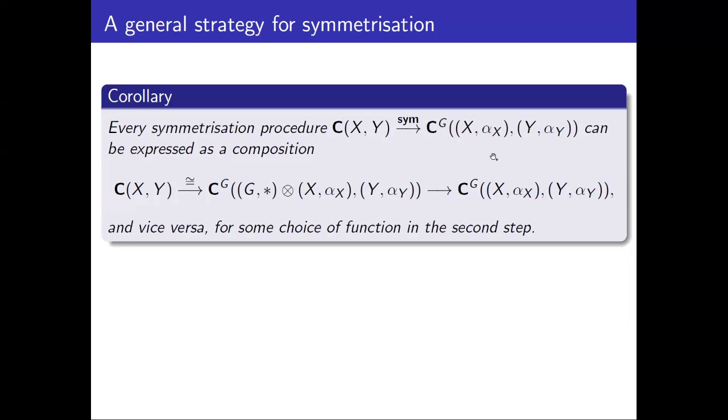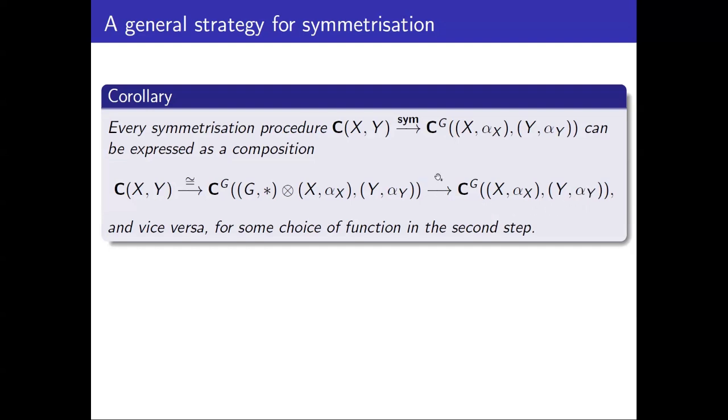Every procedure of this kind, no matter how crazy it may be, can be expressed as, first of all, applying this bijection that I just showed you, and then applying some function in the second step. Why is that the case? Well, this is a bijection, so you can basically think of these two sets as the same. So any function that goes from here to there, which is a symmetrisation procedure, can be expressed equivalently as a function that goes from here to there. They're in bijective correspondence, so that's every function. I don't know if this is clear to people, but that's the sort of result.